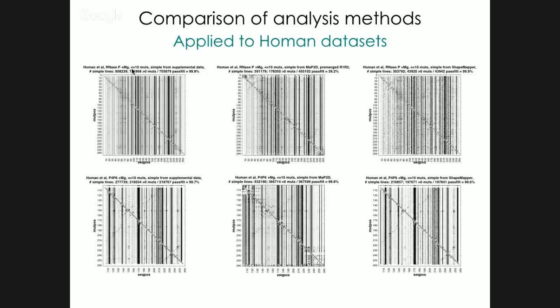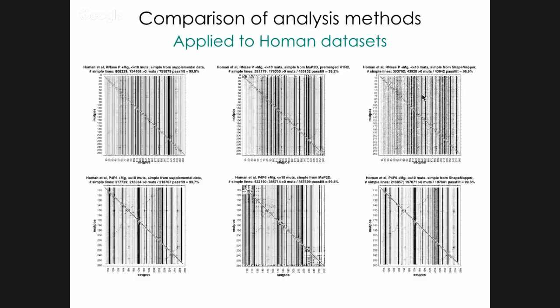And so in the left column here, I'm showing the map2D analysis just starting from the simple files that the authors provided in the supplemental data of their paper. And then in the middle, I performed the map2D analysis with pre-merging read 1 and read 2 for RNase P. For P4, P6, for some reason, it was only unidirectional. They didn't have paired end data for it. I'm not sure why.